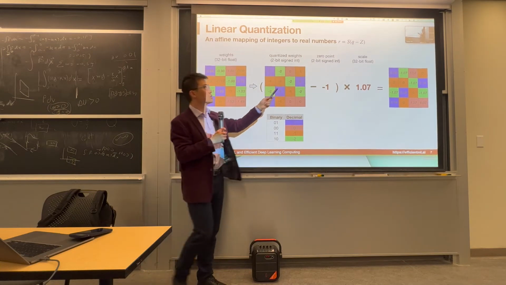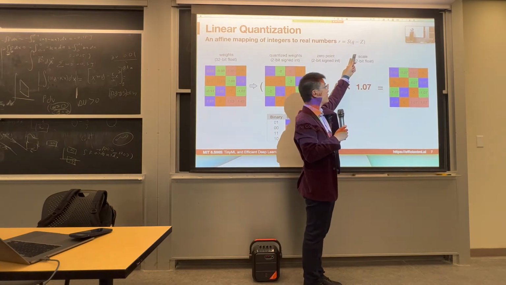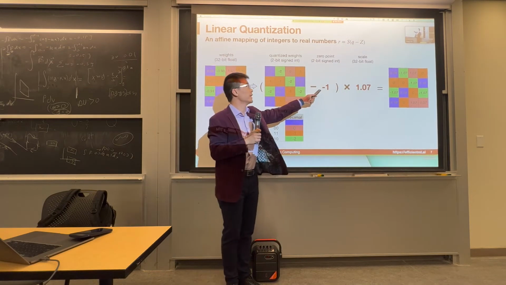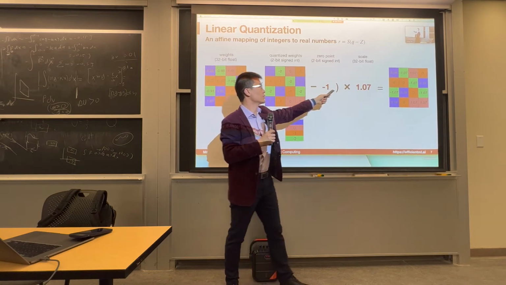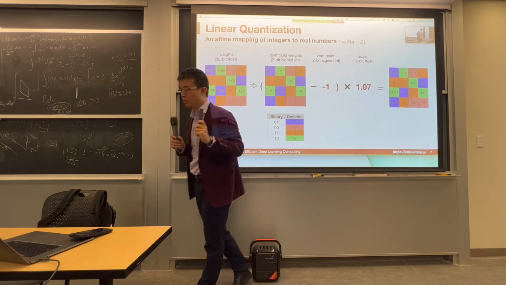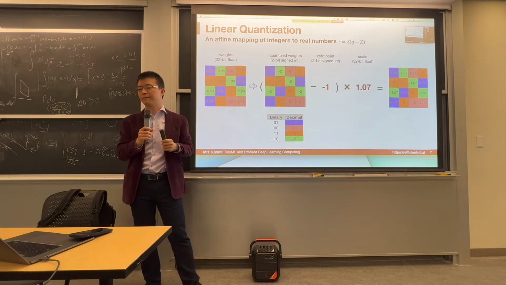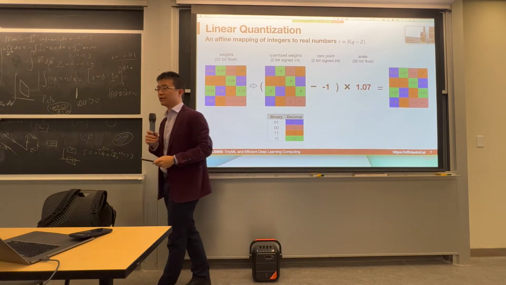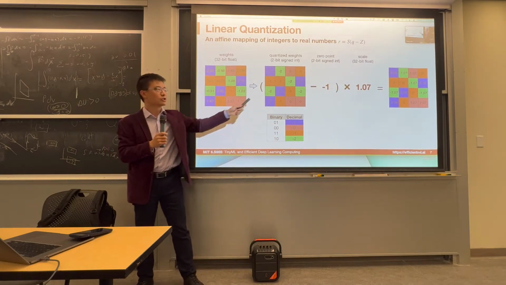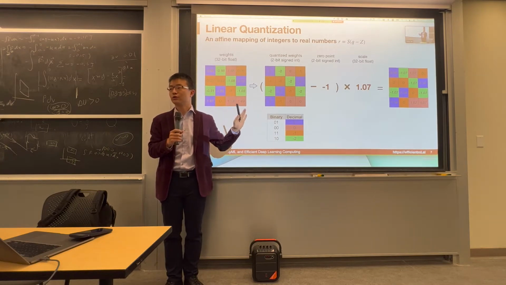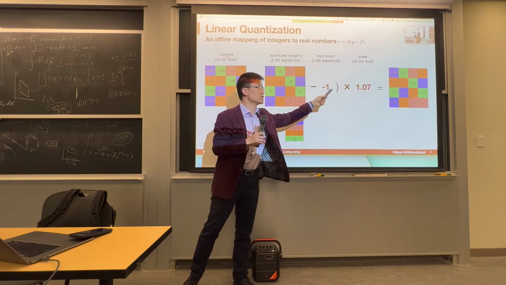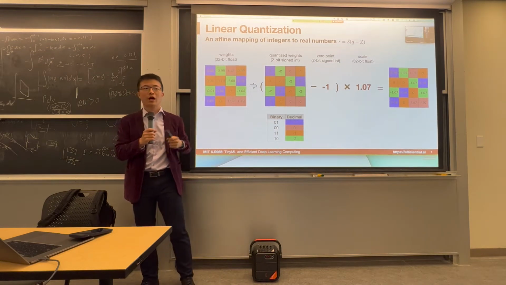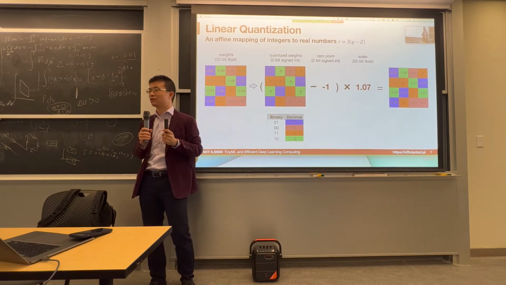We introduced this affine transformation to transform this quantized value to this real value, which includes a zero point and also a scaling factor. The most important part is how to determine this zero point and also how to determine this scaling factor. In the last lecture we introduced these concepts, but in this lecture we're going to introduce how we decide what the zero point and the scaling factor are, and how we decide that for the weight, for the activation, and for the bias.